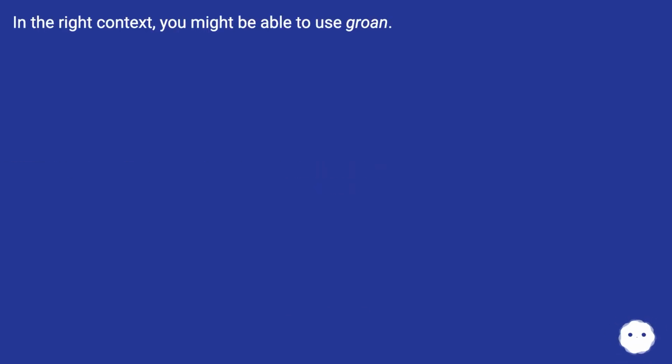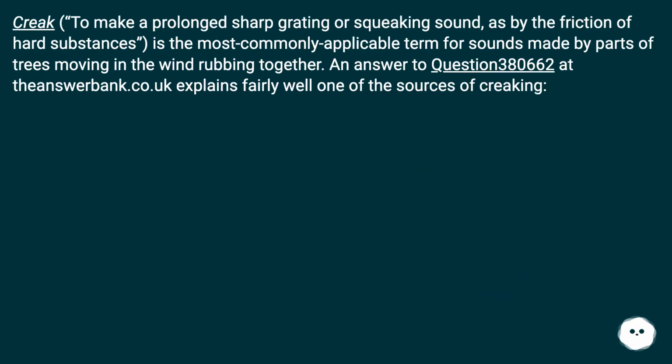In the right context, you might be able to use groan. Creak, to make a prolonged sharp grating or squeaking sound, as by the friction of hard substances, is the most commonly applicable term for sounds made by parts of trees moving in the wind rubbing together. An answer to question 380662 at theanswerbank.co.uk explains fairly well one of the sources of creaking.